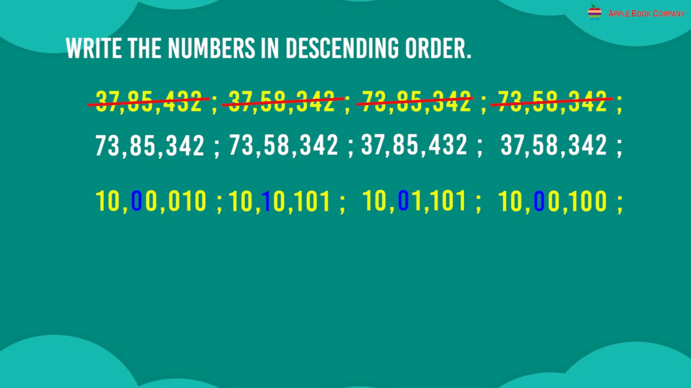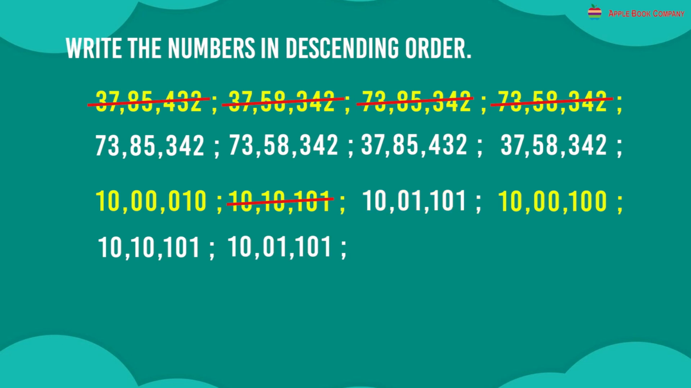In the next sequence, we notice that the first two numbers are the same and the third numbers are 0, 1, 0 and 0. Since only one number has 1, the first number in the sequence will be 10,10,101. Let's look at the fourth number 0, 1, 0. Since only one number has the highest number, the next number would be 10,01,101. Now we see that the fourth number is the same for both the remaining numbers. And let's compare the fifth number 0 and 1.